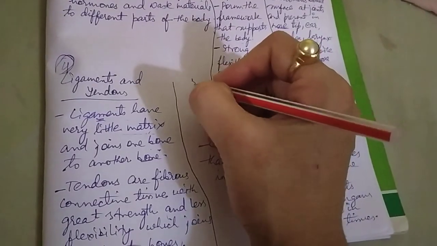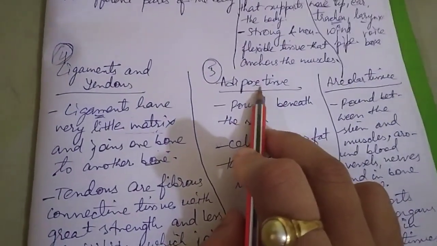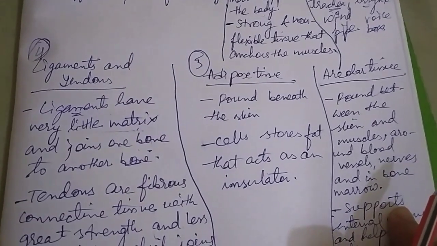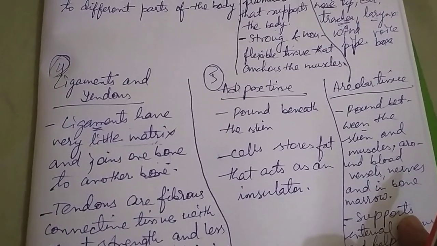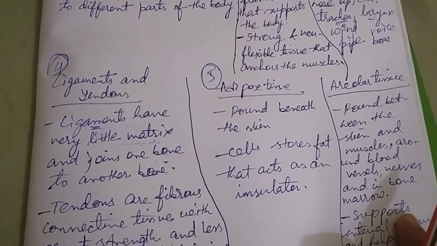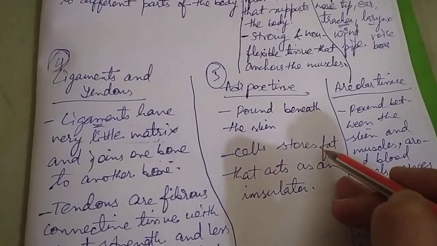The fifth type of tissue is adipose tissue. You must have learnt about adipose. Adipose tissue means fat tissue. These are found beneath the skin, isn't it? Fat is stored generally beneath the skin, like near the waist and all. So beneath the skin it is found, and this cell stores fat.